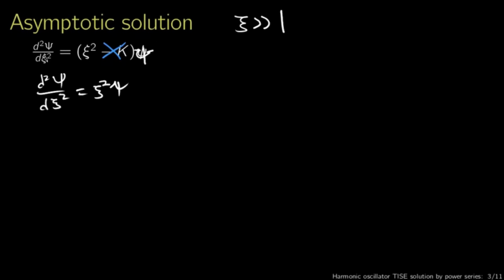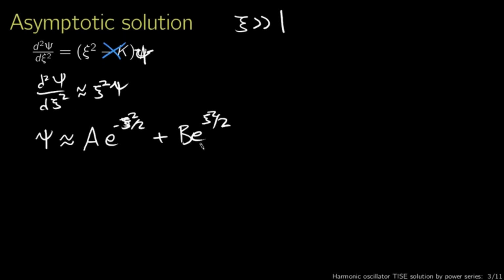This approximate equation has solutions. In the case of an asymptotic solution, we don't really care about the exact solution. An approximate solution is good enough if we can still use this approximation. So our approximate solution, and you can check this, is that the wave function is approximately equal to a times e to the minus xi squared over 2 plus b times e to the xi squared over 2. So this is an approximate solution to this equation.